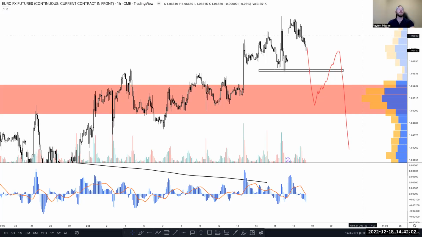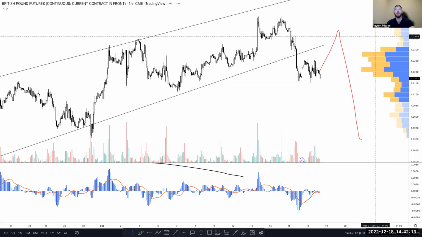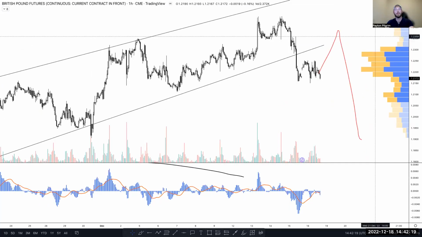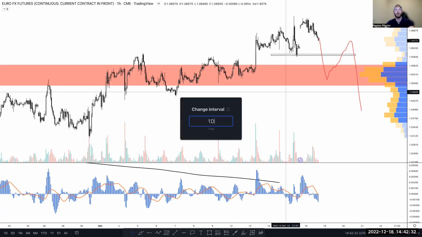All right, so now we're here looking at the euro futures, and we're going to take a look at some of the other futures as well. So we have the euro, we have the British pound, and we have the Australian dollar. And usually whenever the dollar does one thing, these three will do the opposite. So we'd like to try to find which one out of the three looks the most appealing, and then we strike on that.